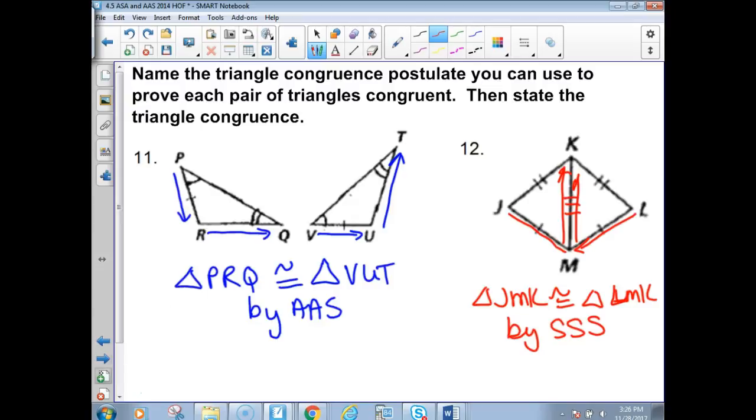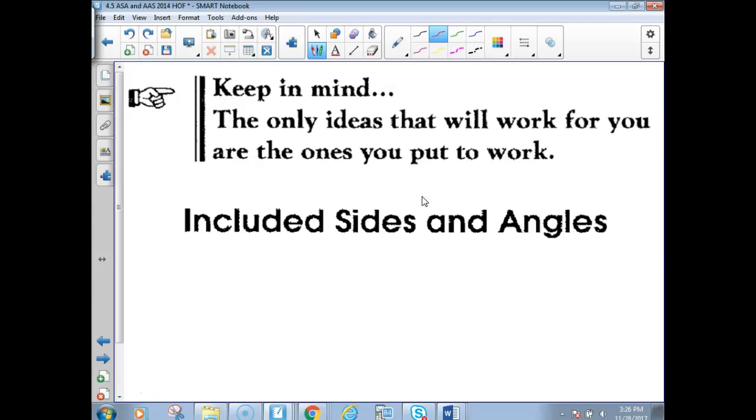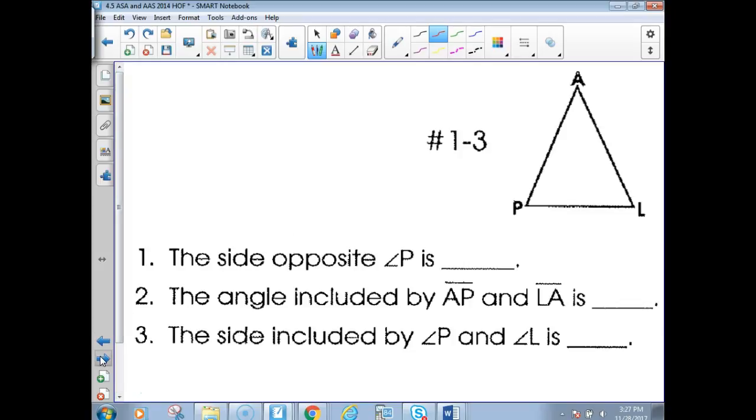Okay, I'd like you to try or do these two and work on that last page. Keep in mind the only ideas that will work for you are the ones you put to work. So, understanding. This is just an example, guys, to help you know what this wording means. You are going to go to some pictures and you're going to say, when it says the side opposite something, this is on the last page, what does that mean?